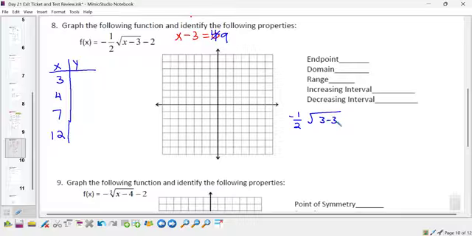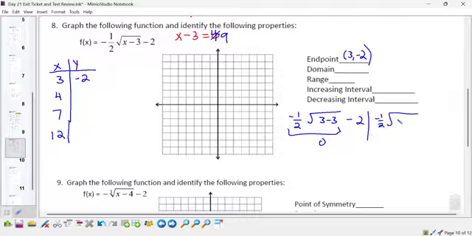3 minus 3 is 0. Well, that's nice, because then this whole thing is just a big fat 0. Minus 2 is -2, and that's our endpoint. Okay, now let's sub in 4. -1/2 square root of 4 minus 3, which is a 1. Square root of 1 is 1. So -1/2 times 1 is just -1/2. Minus 2 is going to be -2.5. It's easier for me to write that.